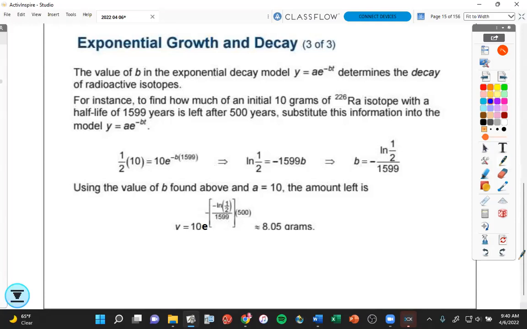So we know the equation. Is this radon, RA? Any chemistry experts? Somebody's going to say something? Radium. Thank you.